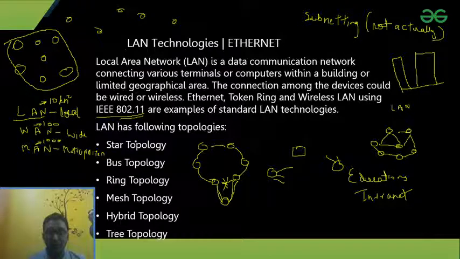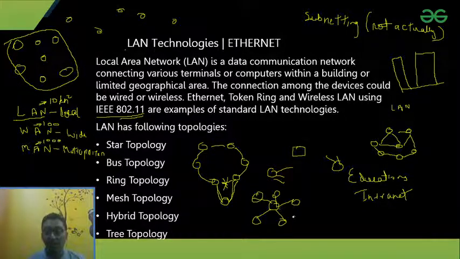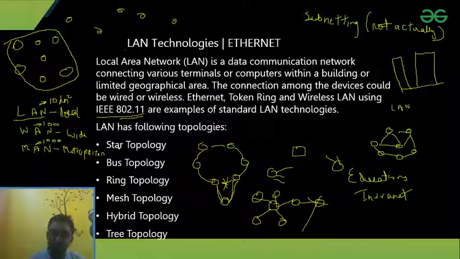Now what is a star topology? As you can understand by the name, star topology has a central system which is connected with each and every system. In star, if you want to add a new connection, you need to add it with the central system. You cannot add a system like this. So this is wrong in star. These are the various topologies in which LAN can operate.